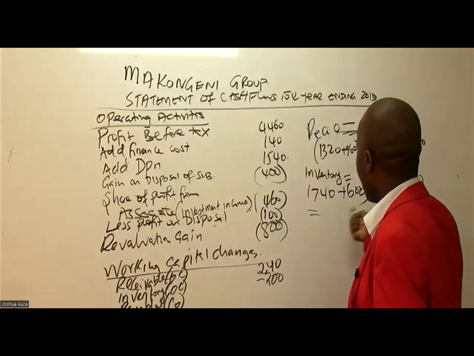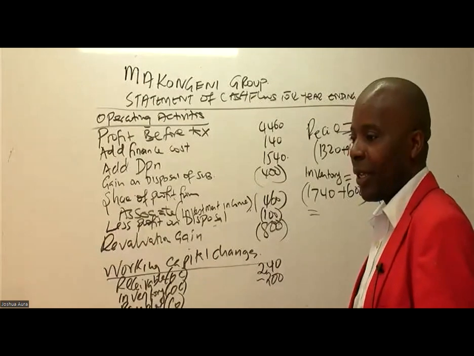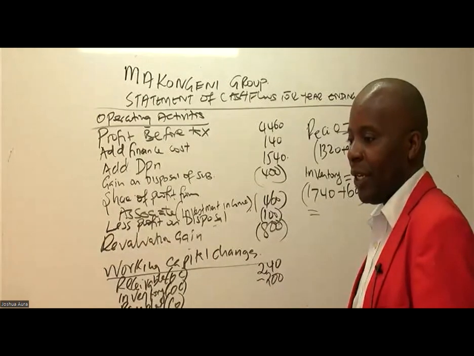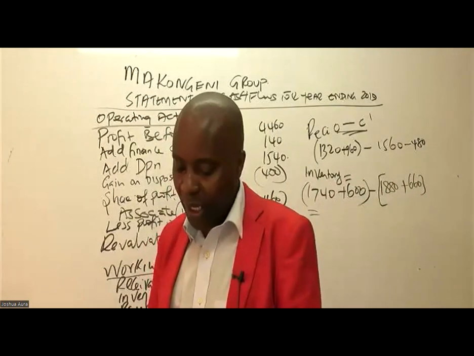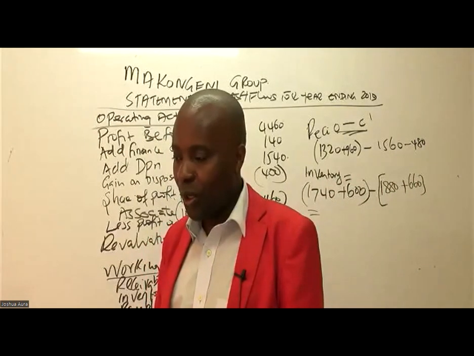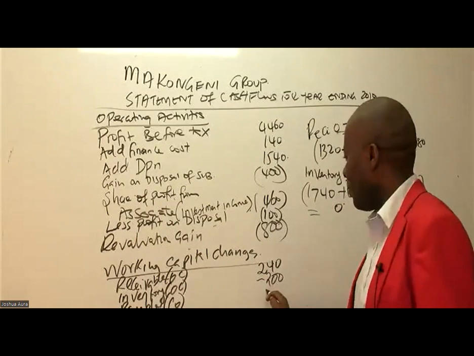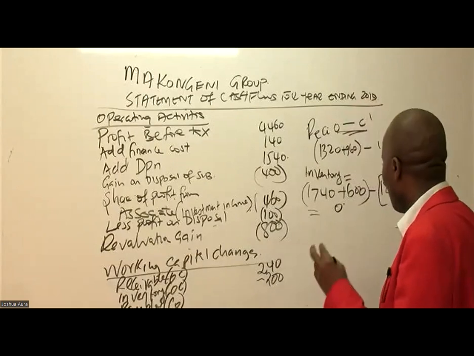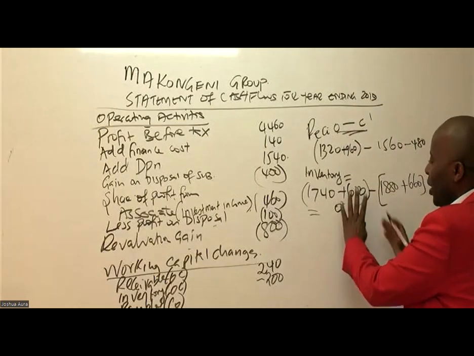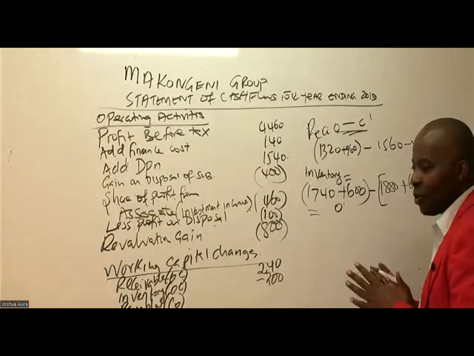So could you kindly give me the final answer? I like using brackets like that. Frida tells us zero. They're telling us that for inventory in this case there is no change. I don't know whether that's true. So they're giving me a figure of zero. Which one is zero? Inventory. Please use your brackets. So it is 1740 plus 600. You get that, minus open brackets, this plus 660, you close. Please use brackets very well.